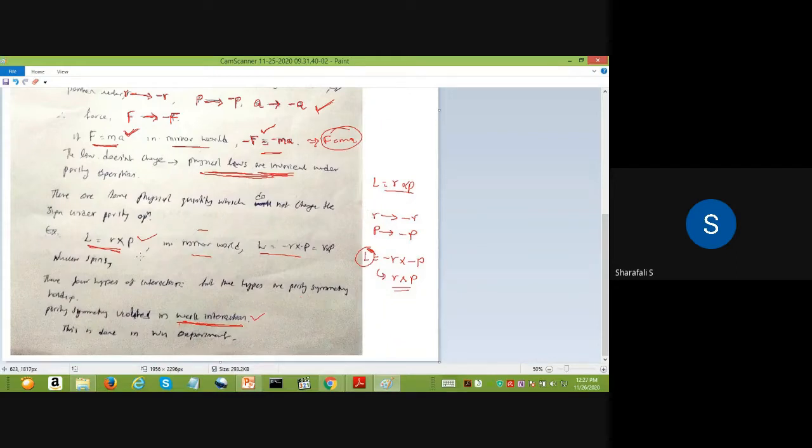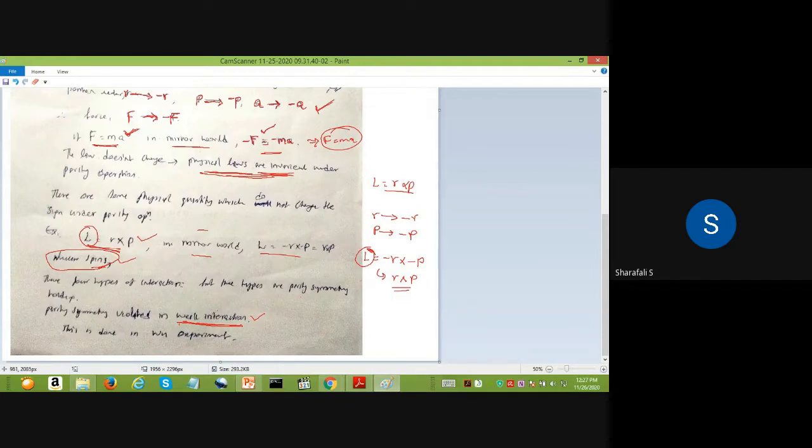And we also have another example I have given here: nuclear spin, a physical quantity which does not change under parity transformation. So nuclear spin will not change, and angular momentum also will not change under parity operation.